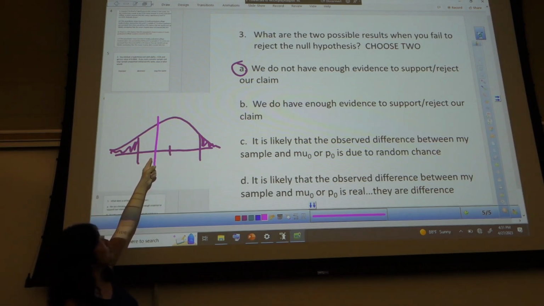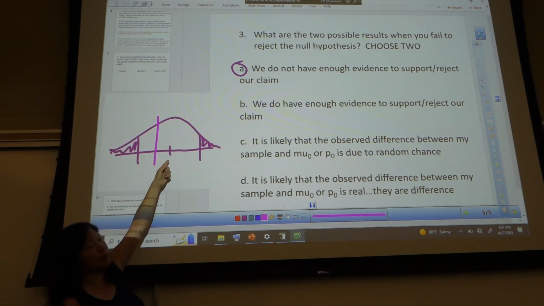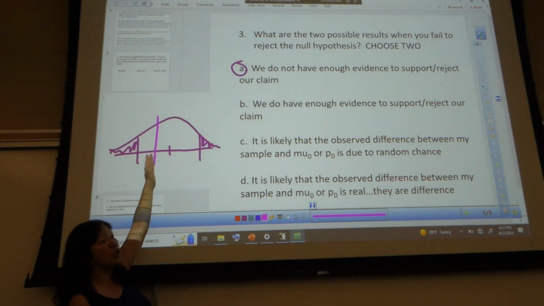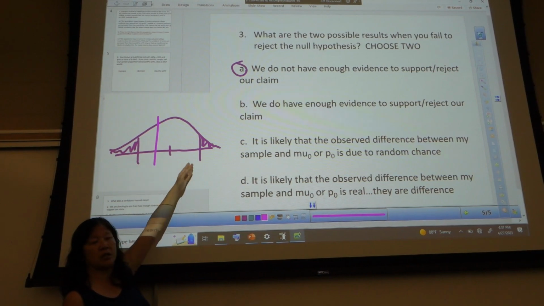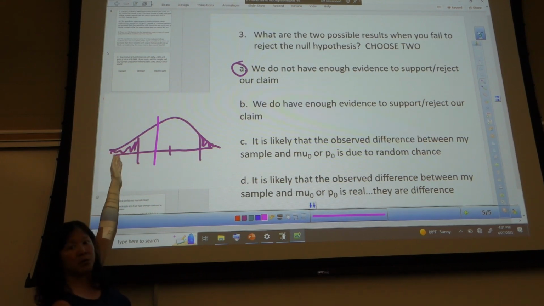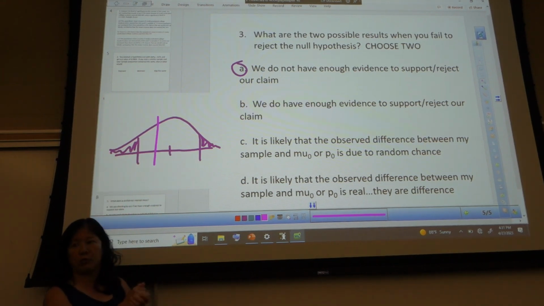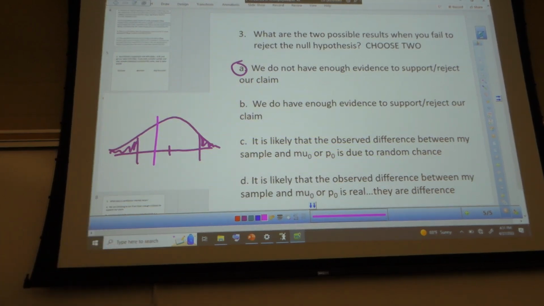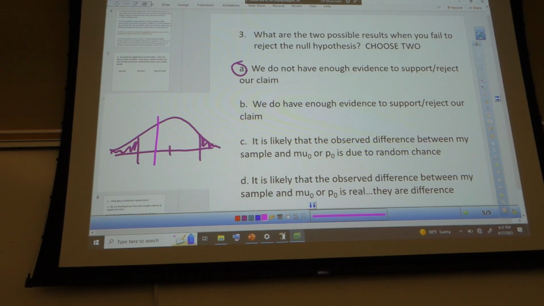Does that mean that my difference from my sample to here, is that likely due to random chance, or is this really different from there? Random chance. Remember, anything in here, we attribute that to random chance. It could just be random chance, because it's going to vary a little bit. It's never going to be exactly there. If I get something way out here, that's when we say that's got to be due to a real difference. My mean really is different than the general mean. Okay, so this one's just due to random chance. C.